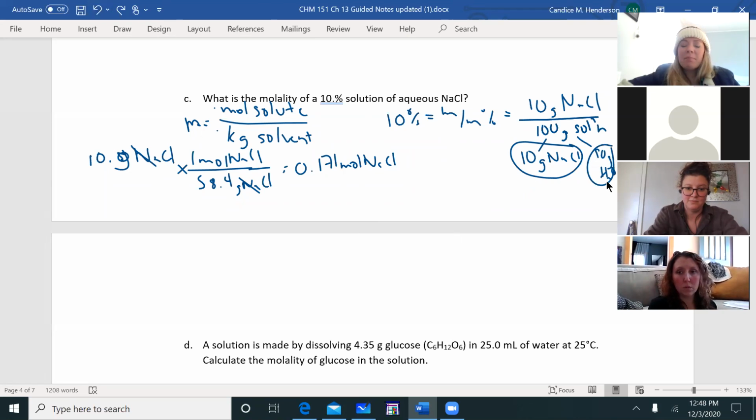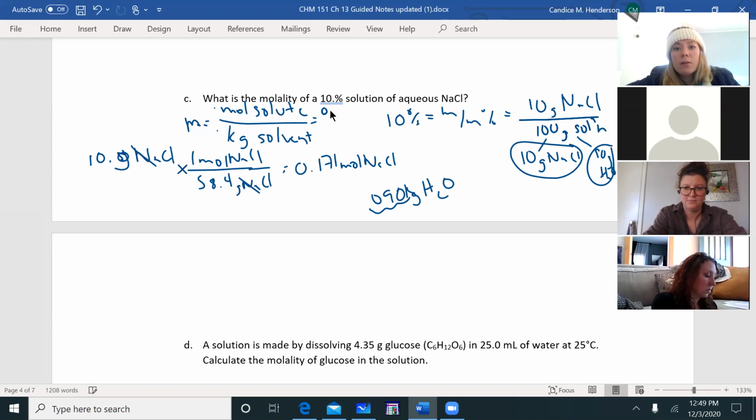Okay, so if we have 90 grams of H2O, H2O is the solvent, right? So 90 grams of the H2O. Well, in order to convert that into kilograms, we're going to take this and move it over 1, 2, 3 spots. So 0.090 kilograms. Well, we can plug this information in here. If we have 0.171 moles for every 0.090 kilograms, that will end up giving us our little cursive m, or our little molality.